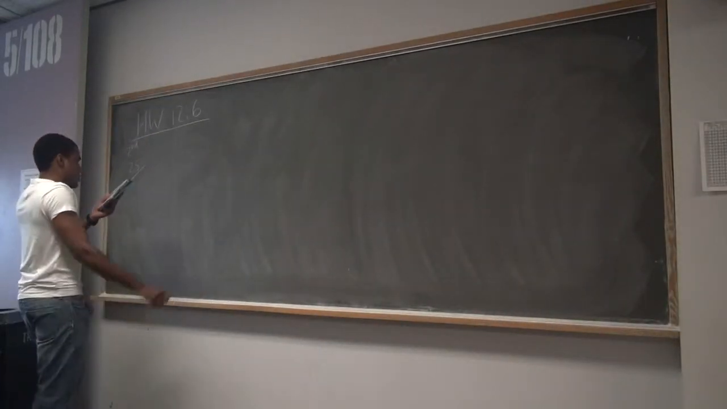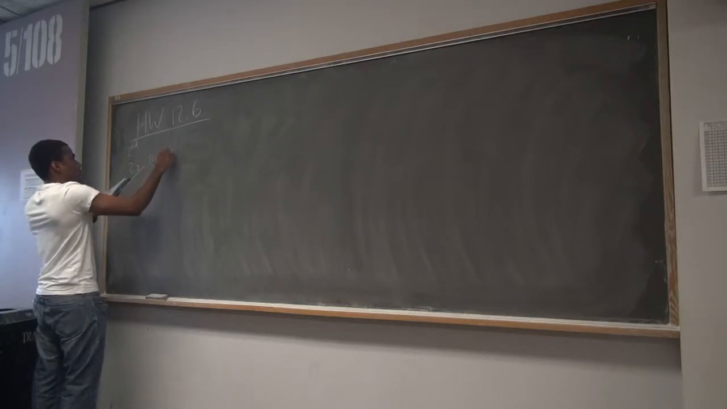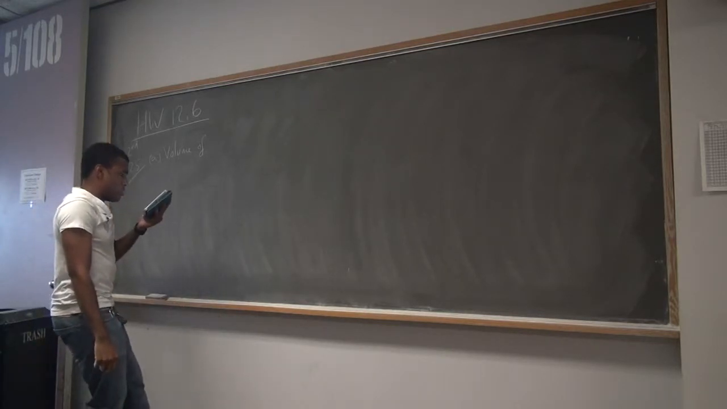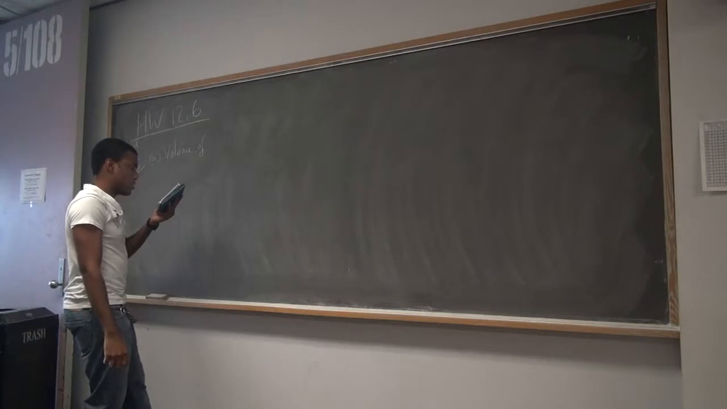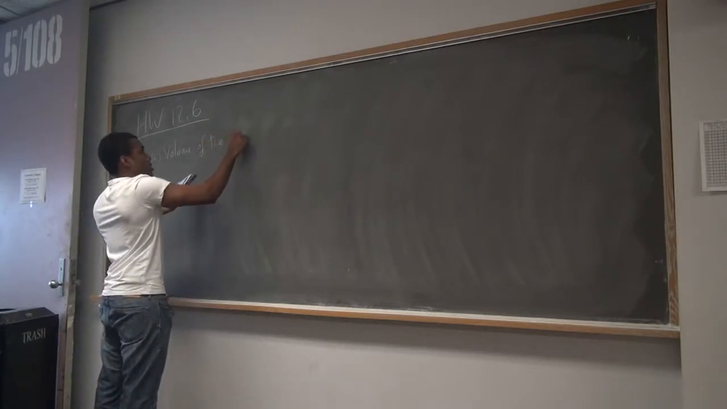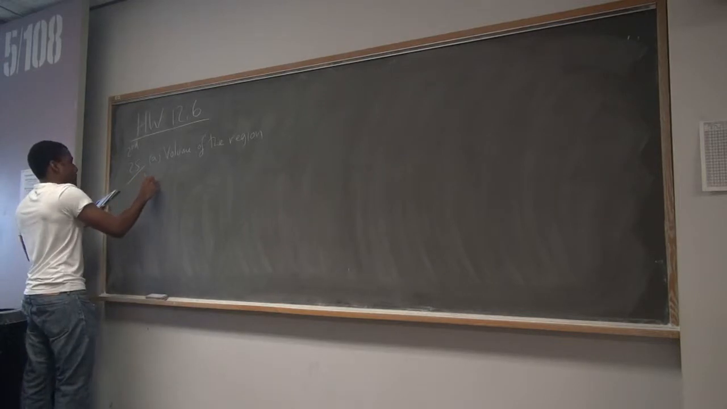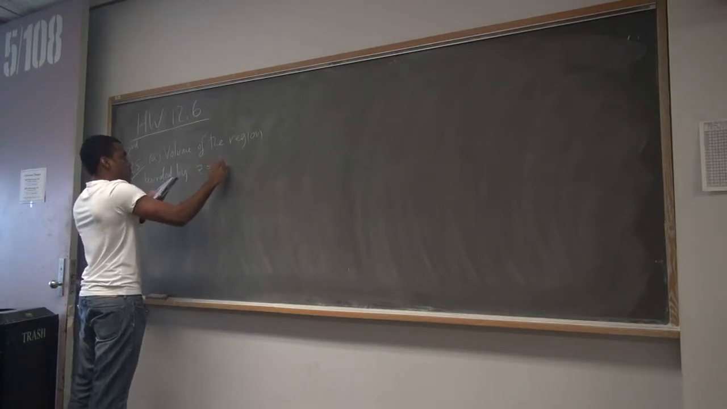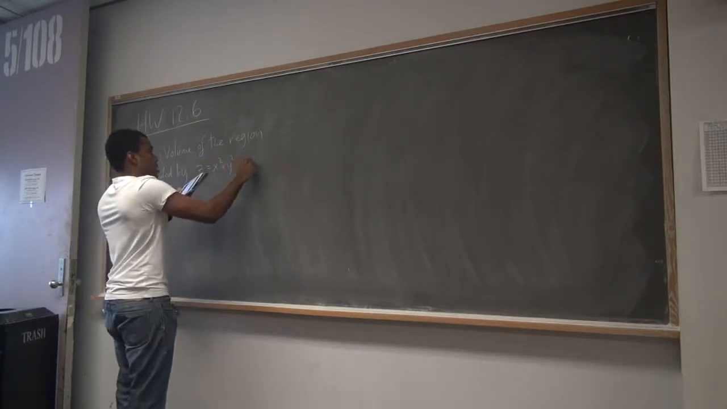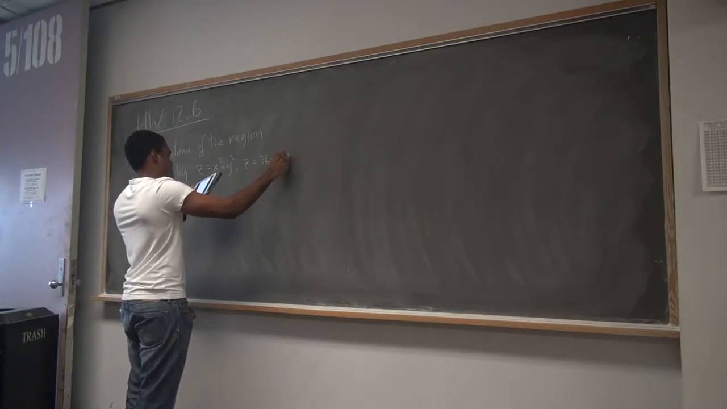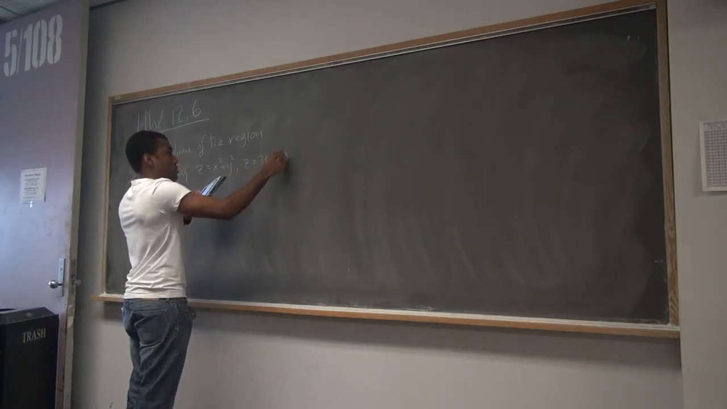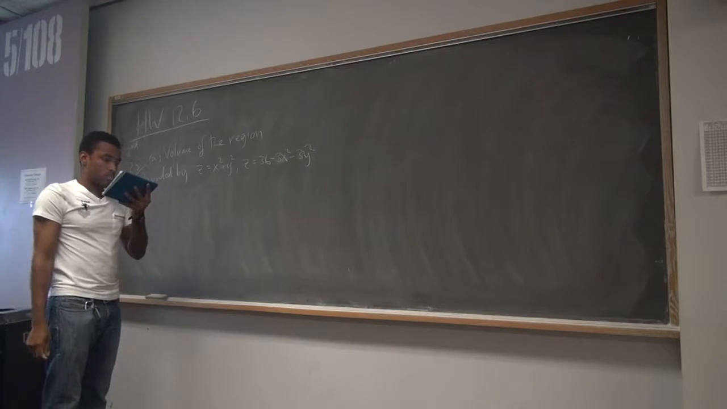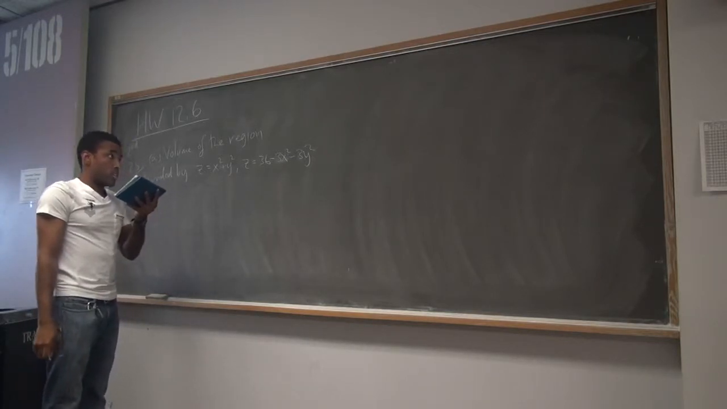Find the volume of the region, dV. So find the volume. z equals x squared plus y squared. z equals 36 minus 3x squared minus 3y squared. And b.